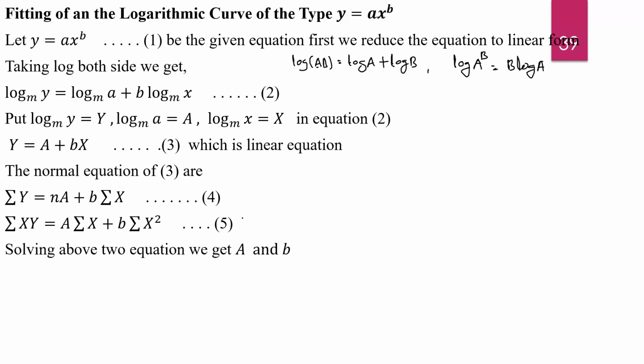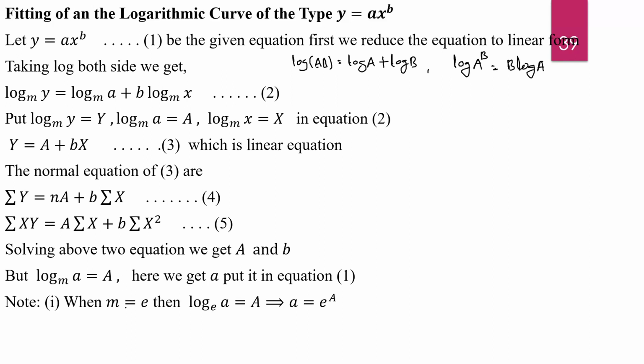But capital A is here log of a. Now here m is the base. We have considered two types of base, natural and base 10. When the natural base is there, that is m is equal to e, then we get small a is equal to e to the power capital A. And when the base is 10, then we get small a is equal to 10 raised to capital A.